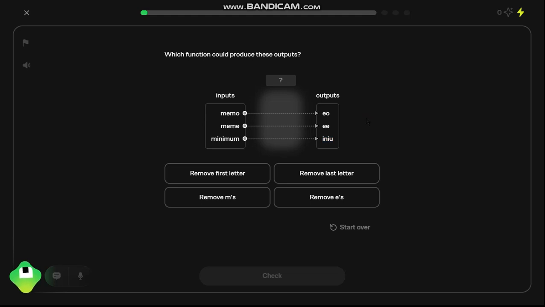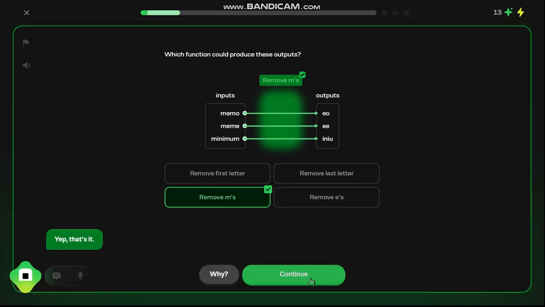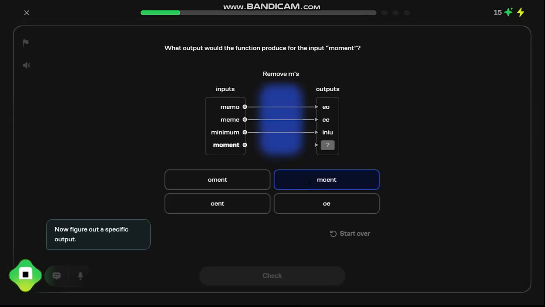So it looks like it removed some letters. But which letters? Okay, is it removing the first letter? The first input is 4 letters and the output is 2 letters, so it can't be removing 1 letter. Also the next one, remove the last letter? It must remove 2 letters. Next we have M and E. Let's start with E. I see there's still an E here, so it cannot be E. So it must be M because I don't see any M over here as well. Yep, that's it. So the function is remove M.